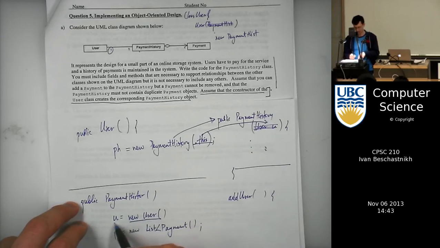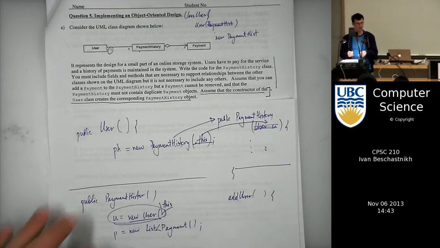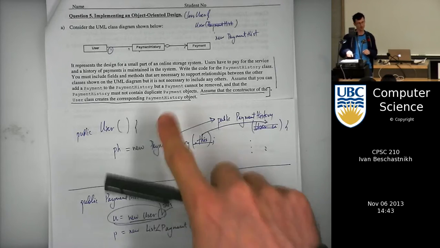So when I create this user, you sort of want to pass this into the user. You want them to know about each other. Otherwise, the user is going to know about a different payment history that it creates. Right? So it becomes a little weird. So this solution is definitely stranger than the one on the top.